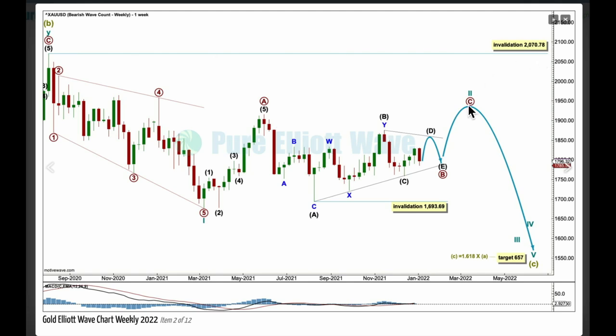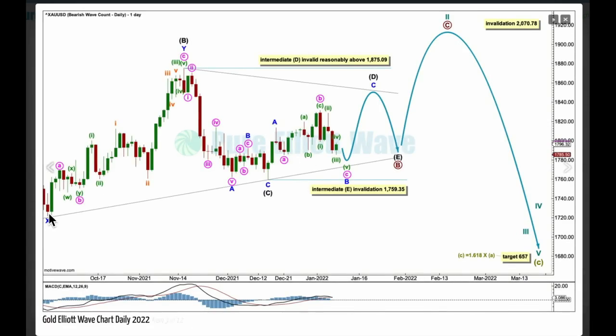I can't calculate a target for C yet because I still don't know where B ends. Let's take a look at this triangle. We're going to look from this low back down here, I think. Yeah, this low back down here. Here's the end of B, and C, D still unfolding, and then E still to complete.